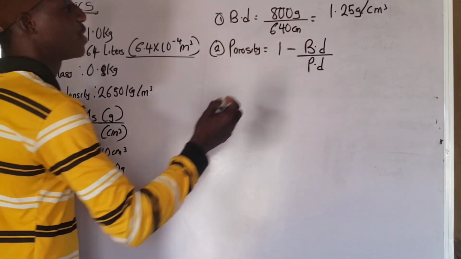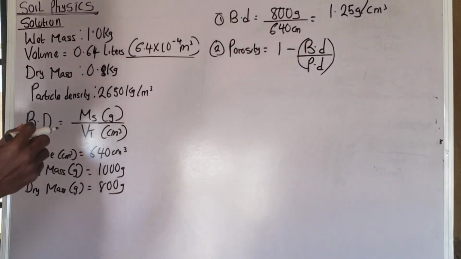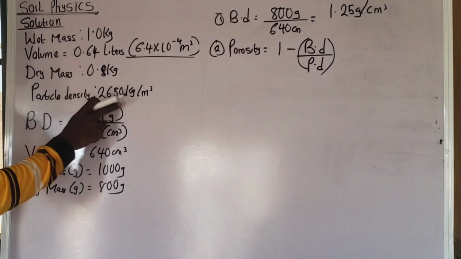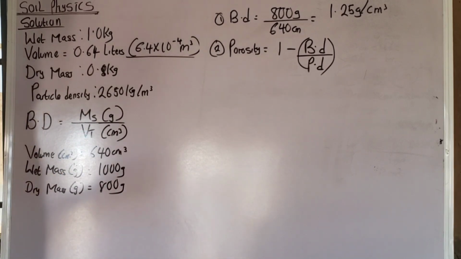Okay, if you were in our previous class, you should be able to solve this, but there is something I want you to know. You know that the particle density that we are given is in kilogram per meter cube. We have to change it to gram per centimeter cube. You understand? Just listen, you are going to understand.